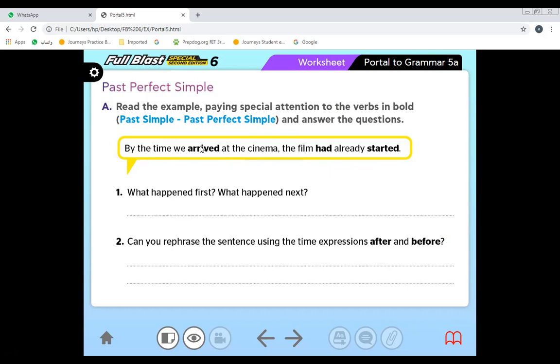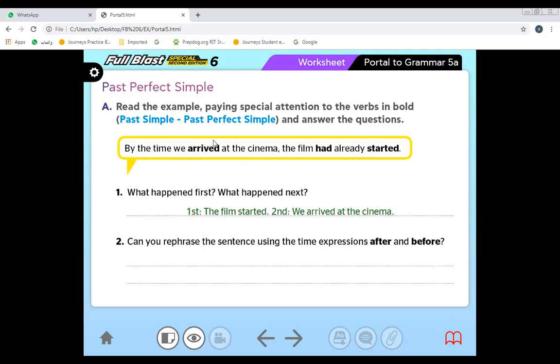We arrived at the cinema or had started? Arrived at the cinema happened first, had started. And what happened next? Okay, so the first action, the film started. The second action, we arrived at the cinema. Means that the film started before we came, okay? Can you rephrase the sentence using time expression after or before? Can you say the same sentence by using after or before?